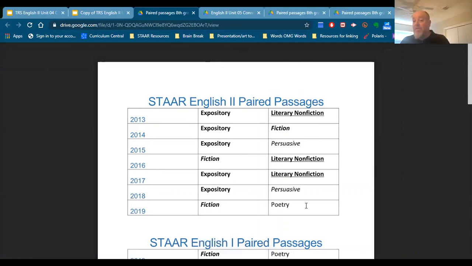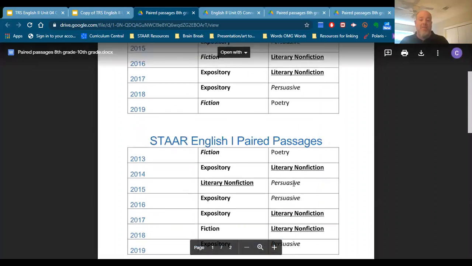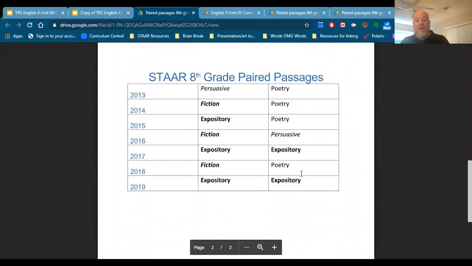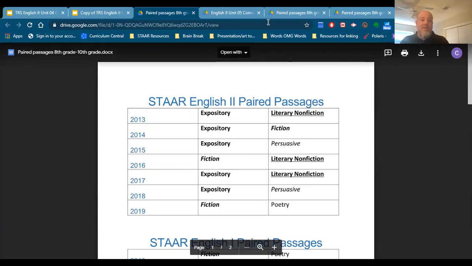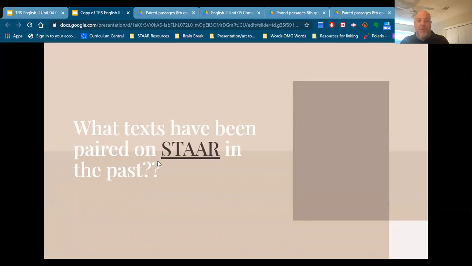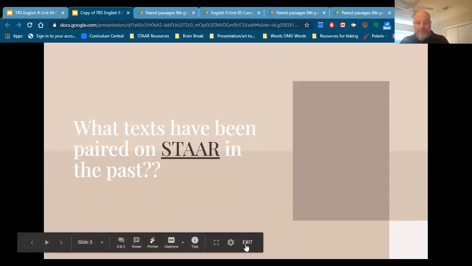It is worth noting that for the first time in all the years of STAR testing, last year we paired poetry in the paired passages, and so that has shown up. And in this document that is linked in the companion document, if you want to look at other paired passages at grades lower than English 2, there is that information there for you as well.